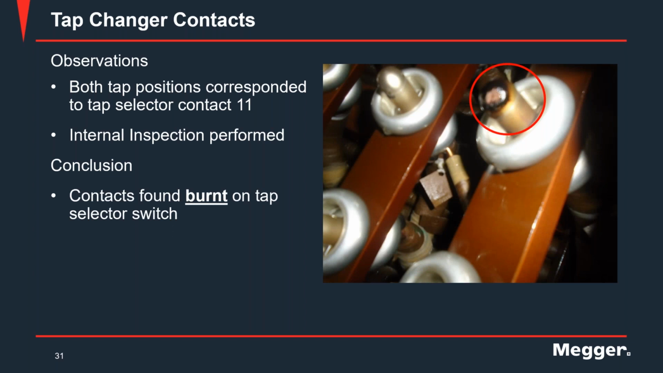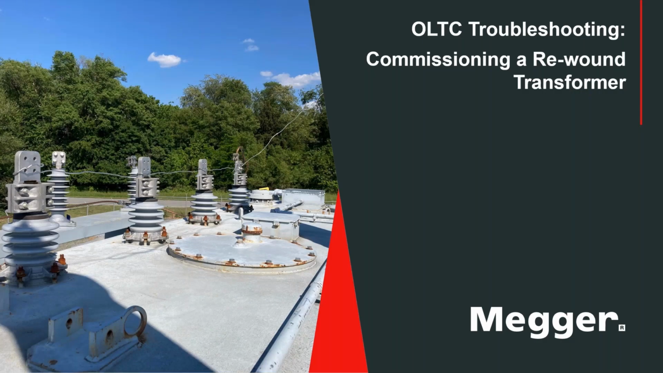This is a good example of how you would want to troubleshoot and understand what's going on, analyze, and make those deliberate steps in order to catch a developing issue. From there, we will move on to the next example on OLTC troubleshooting. This is a case where a rewound transformer was being commissioned.